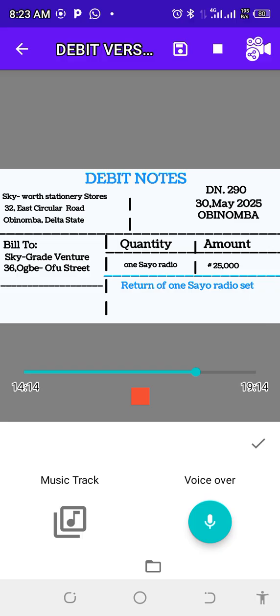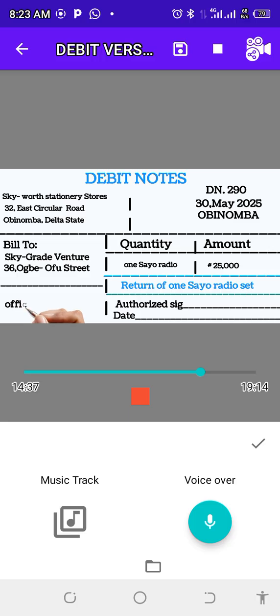Now, this is a formal memo. At times, the debit note is called a debit memo, a formal memo to Skyward Venture complaining that he returned 1 Sanyo radio set and he needed the money to be returned back to him. Acknowledging the debit note, Skyward Venture will issue a credit note.